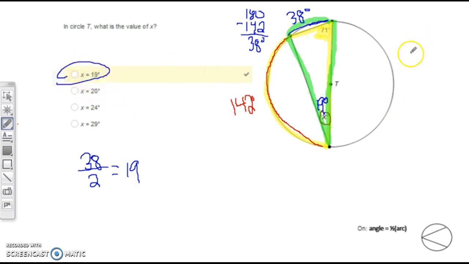So on that one, you had to put a bunch of pieces of information together. You had to start with what they gave you, which was the yellow arc, an angle. And then you had to remember that a diameter cuts the circle in half, and each side equals 180. So there's a lot of good stuff going on there.